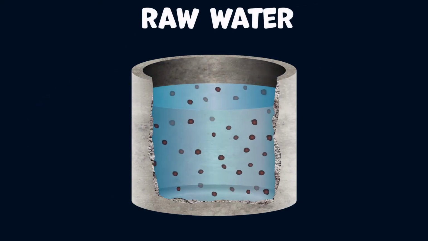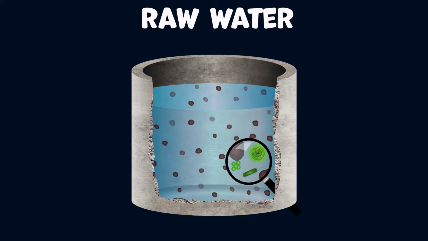Untreated water entering the plant is referred to as raw water. It contains contaminants that must be removed during the treatment process to ensure the water is safe to drink. This can include dirt particles, chemicals, and bacteria or germs.